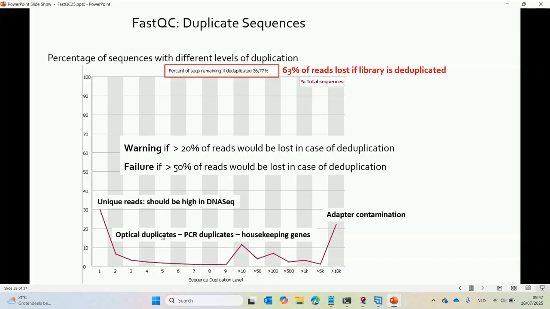So optical duplicates tend to appear in low copy numbers, so you typically find them here in the 2, 3, 4, 5 bin. PCR duplicates should also appear in low numbers, although it depends on the amount of PCR that was performed. So typically they occur also in the mid-range of the plot here, and on the far left you can find unique reads. And for DNA-seq libraries, this peak should be as high as possible because it will reflect a high library diversity and minimal duplication.